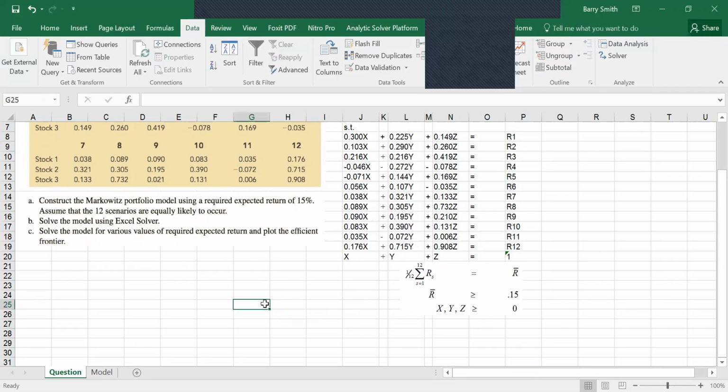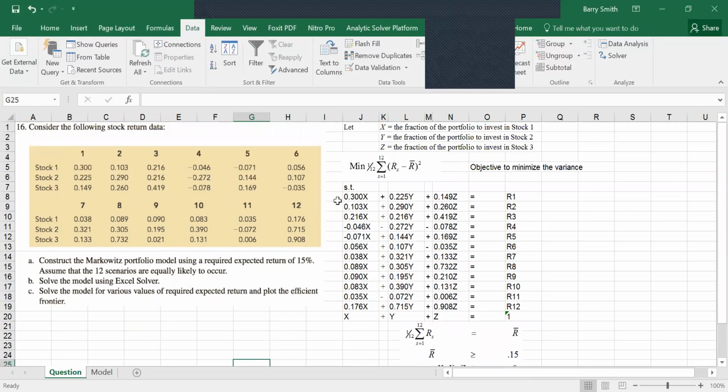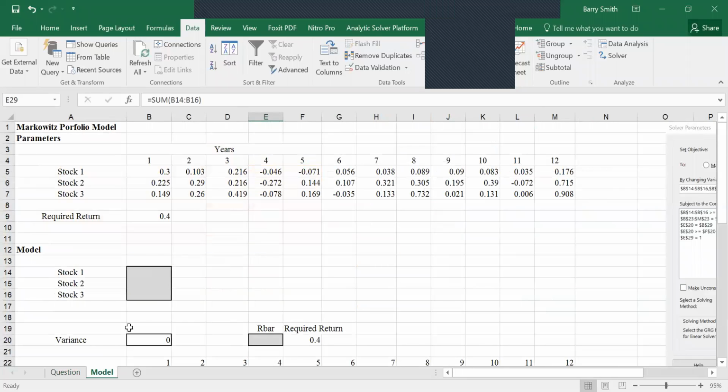All right, so what do we do? Well, first of all, we need to type basically all of this table back into our model, so our parameters. And so again, these are going to be our 12 scenarios, or 12 years is how I'm doing it. And we have stocks 1, 2, and 3, our X, Y, and Z, and then I just typed that whole thing in there, straight out of the table. Hopefully I didn't make any typos there.